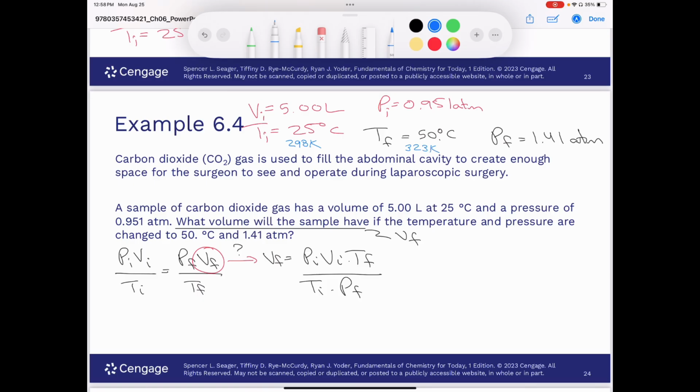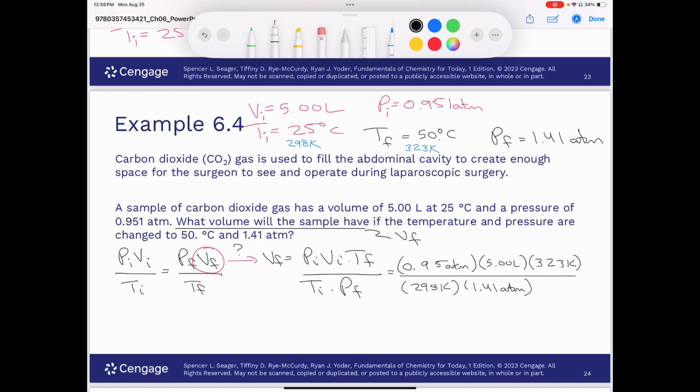And now we're ready to do the math. So we're going to say our initial pressure is 0.95 atmospheres. Our initial volume is 5.00 liters. Our final temperature is 323 Kelvin. Our initial temperature is 298 Kelvin, and our final pressure is 1.41 atmospheres.